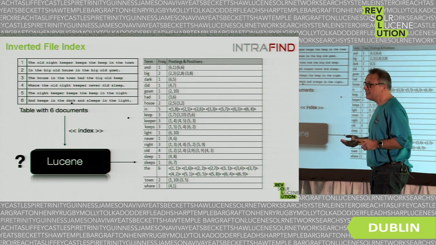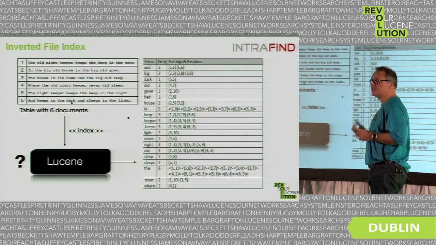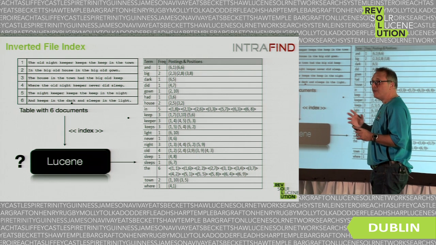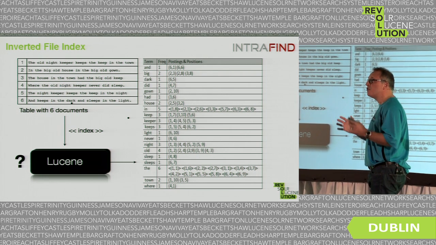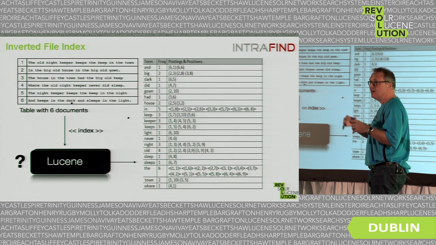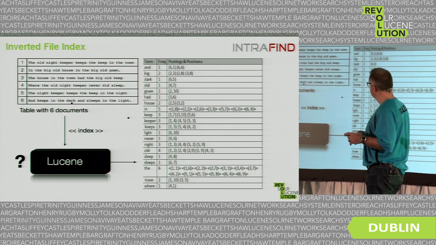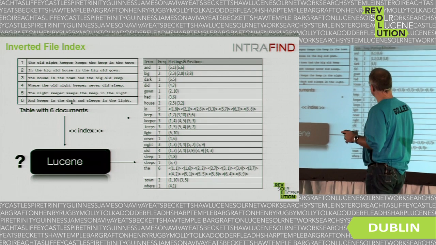These positions are needed for phrase queries or for SpanQueries, for everything where it's important how close different parts of your query are to each other. What's the distance, the word distance between them?